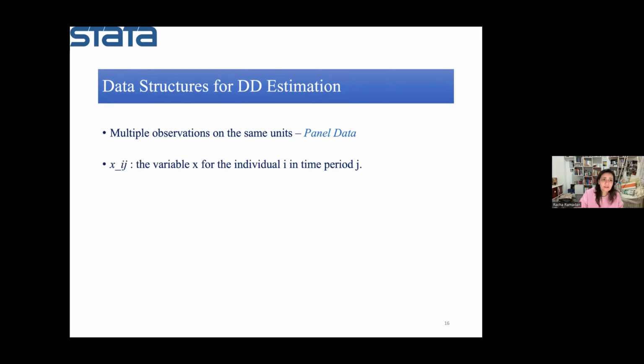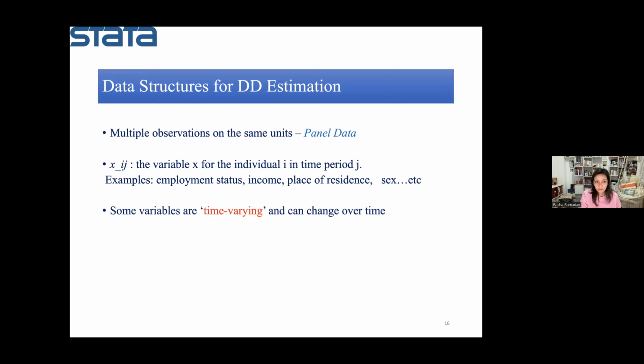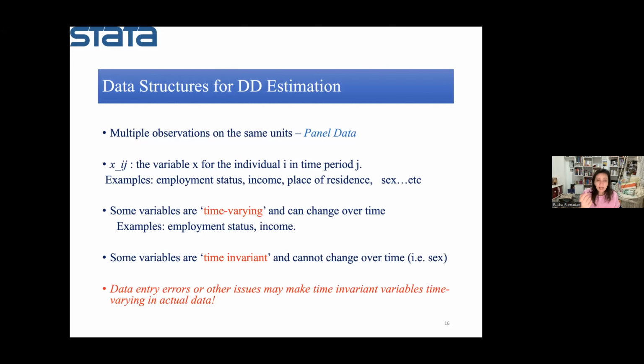So we have our variables of interest for individual i, in period t, if it will be easier for you to look at this. And we can have all types of characteristics: employment status, income, place of residence, sex, age, education level, everything, okay? Of course, we know that we have some variables that are time varying and they can change over time. My employment status can change over time, my income, my education, my place of residence. And some other variables are not supposed to change over time, like sex, for instance.